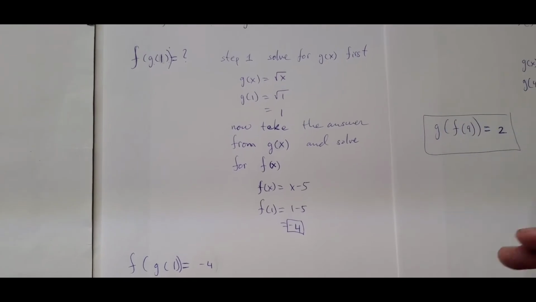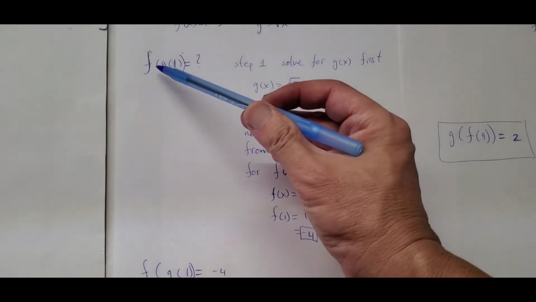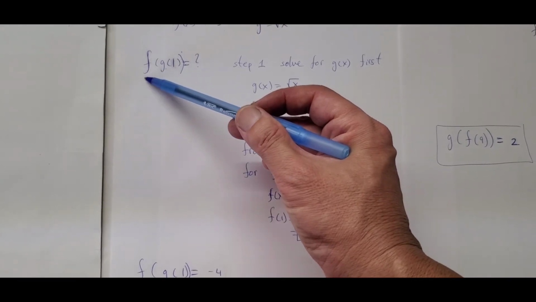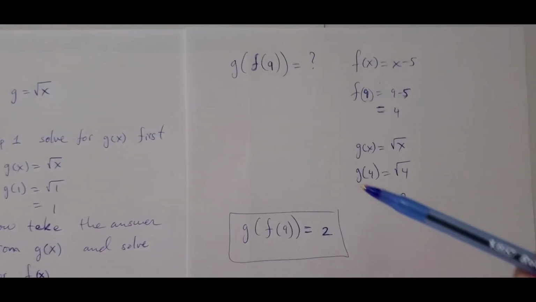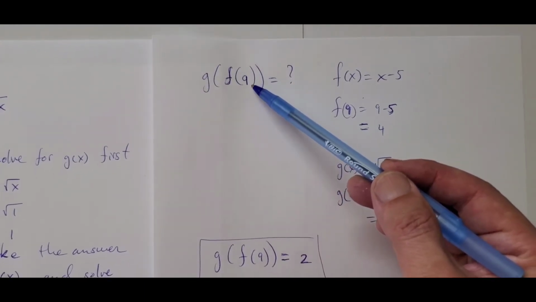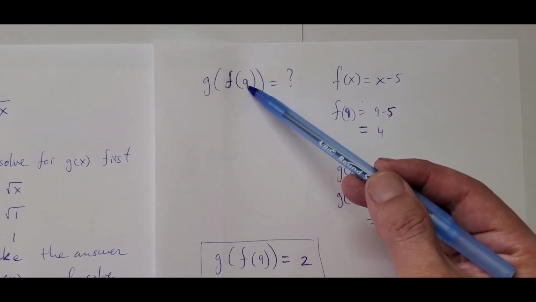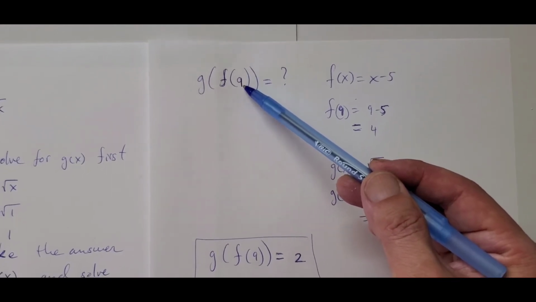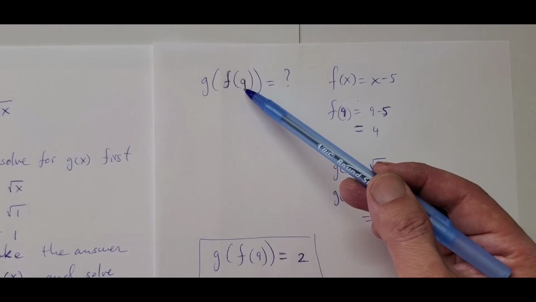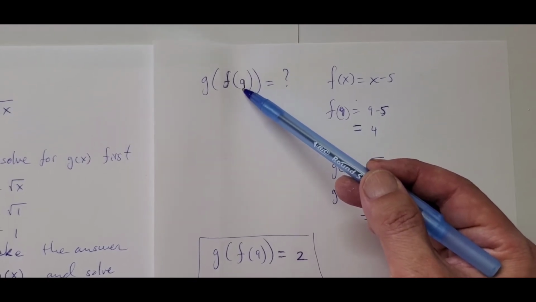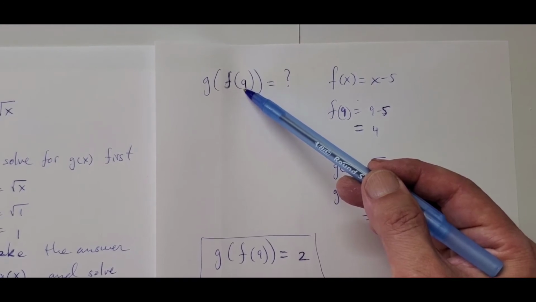Now let's reverse it. We went from f to g. Now let's reverse it, g to f. So here's the reverse: g of f of 9. Now this number right here could be any number. I just happened to choose 9. It could be 8, it could be 7, it could be negative 5. 9 is just a random number I have chosen.